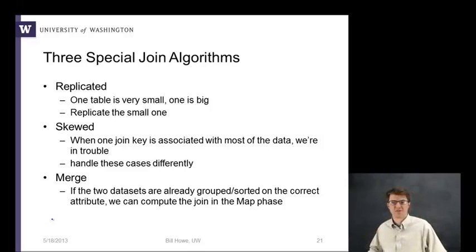And then the third special case algorithm is to do a merge join. This takes advantage of the fact that you may have already grouped two relations in the same way, such that you know for sure that on a single machine, I've got all the tuples I need from one relation and all the tuples I need from the other relation. Okay, so let me see if I can make this more clear in pictures in the next few slides.